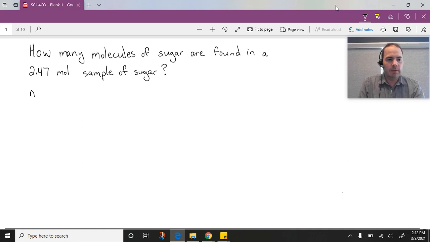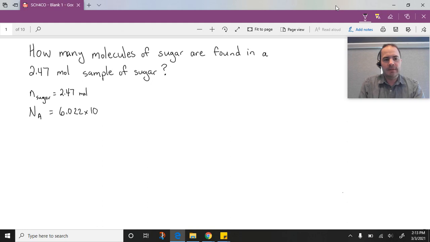We know that the moles of the sugar, which is a lowercase n, is 2.47. Sometimes I like to start off just by writing down what I know. I also know Avogadro's constant. It's 6.022 times 10 to the 23, and that would be particles per mole, which in this case, the particles are molecules. And I'm trying to find the number of sugar molecules. That's that capital N. That's what I'm looking for.